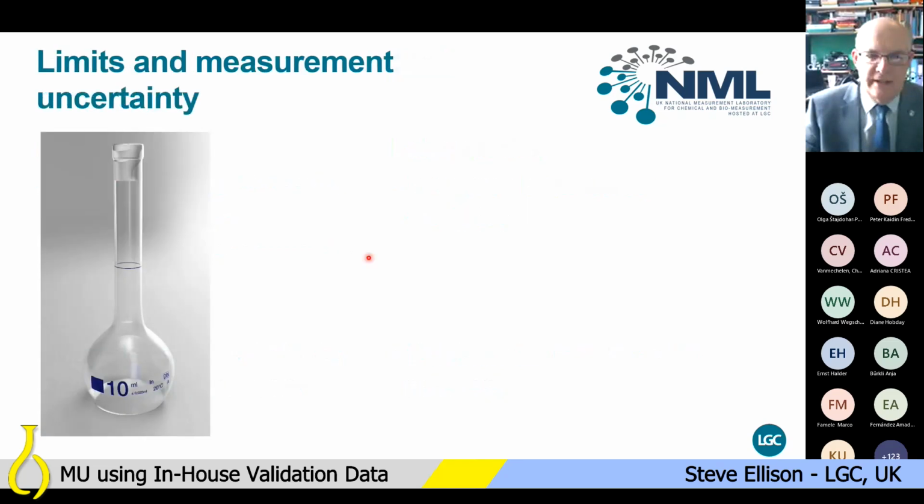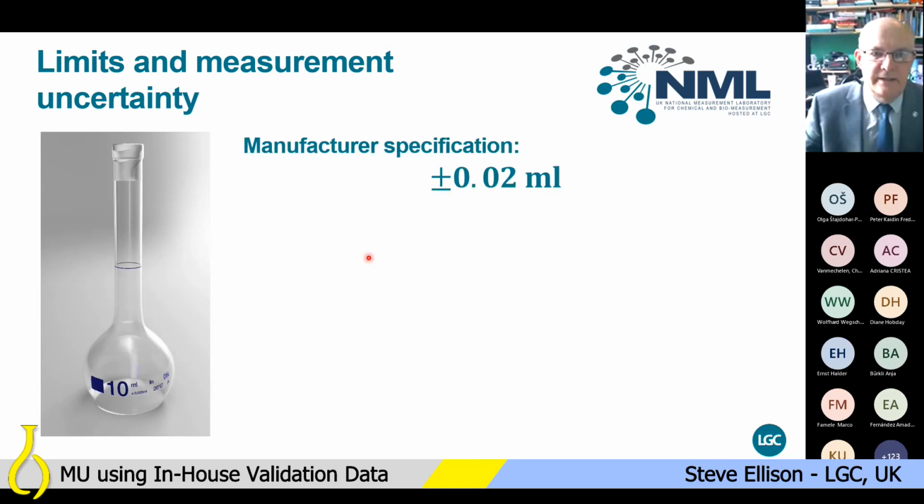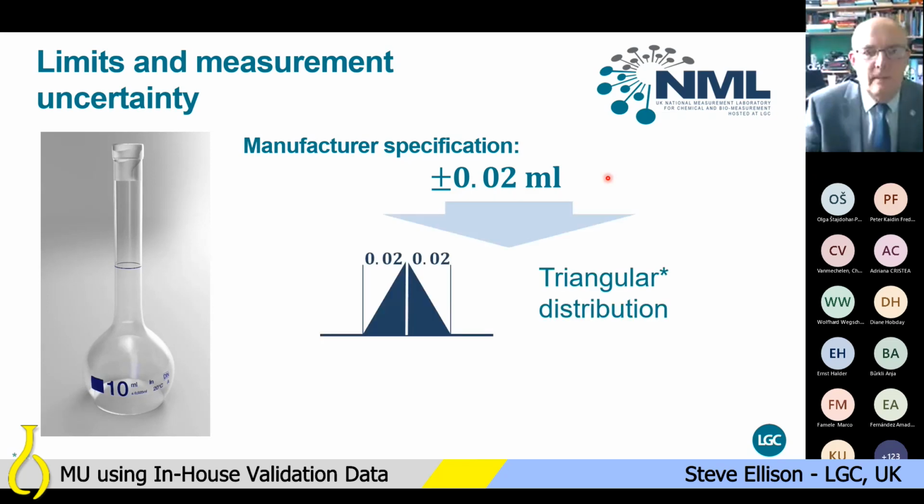Now, in other contexts, limits are quite common in measurement uncertainty. And I'm going to use the example of glassware. We have glassware that's typically a particular class. In this particular case, a 10 milliliter class A volumetric flask has a manufacturer's specification of 10 plus or minus 0.02 milliliters. We normally treat that by assuming a distribution. It might be rectangular, which is quite conservative. It happens that the GUM suggests a triangular distribution for glassware.